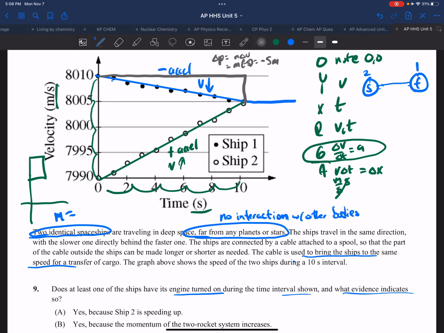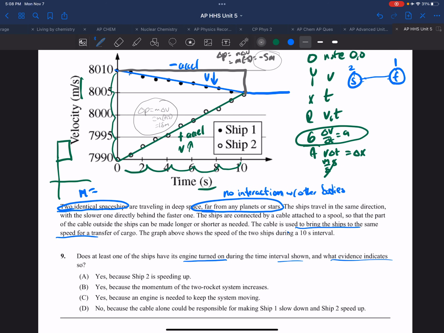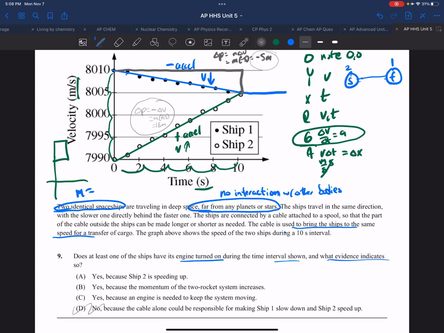For the green one, we have a delta P equal to m delta V. And the mass is m, and the velocity goes from 790 to 8,005. So the delta V is positive 15, so it's 15m. So it seems that the green one gained more momentum than the blue one lost. And how could that happen? It needs to have the engine on. So we say yes, which would take this out because it's no.